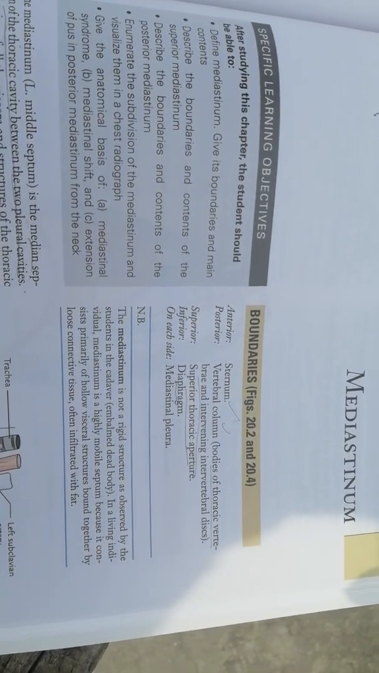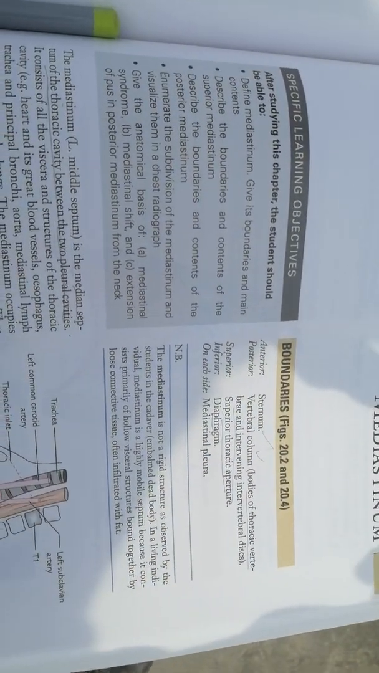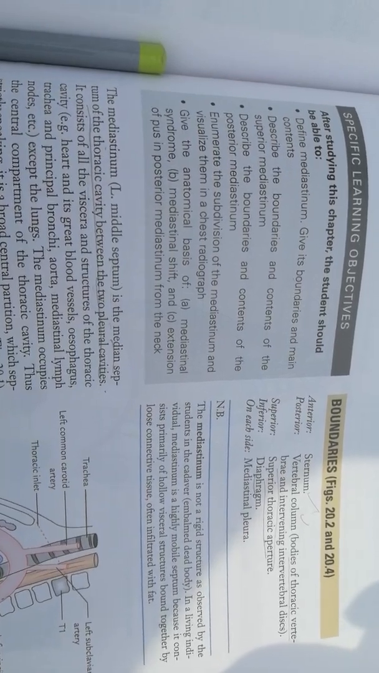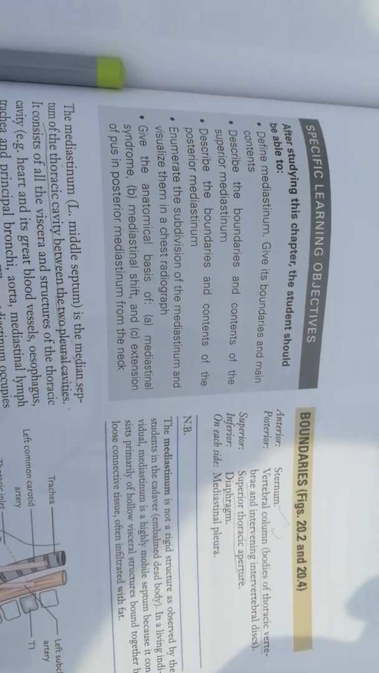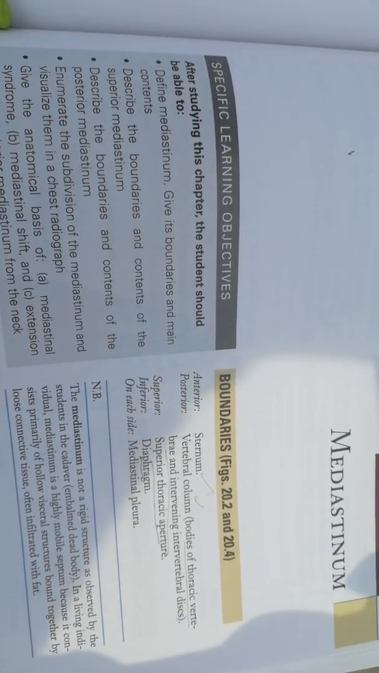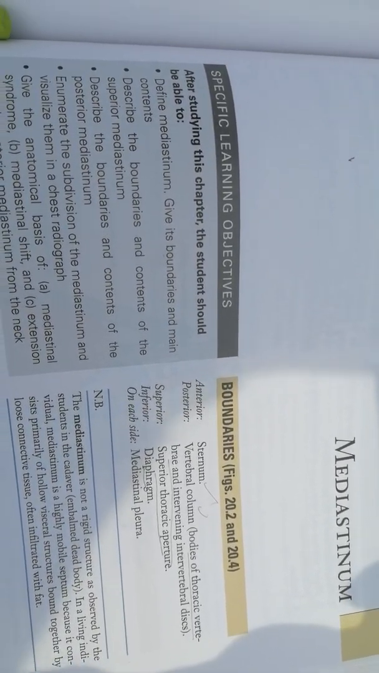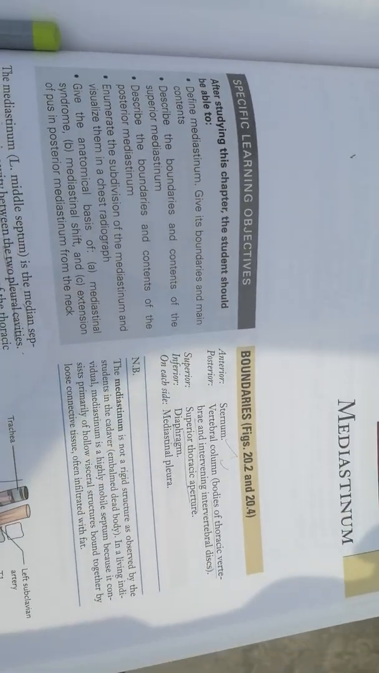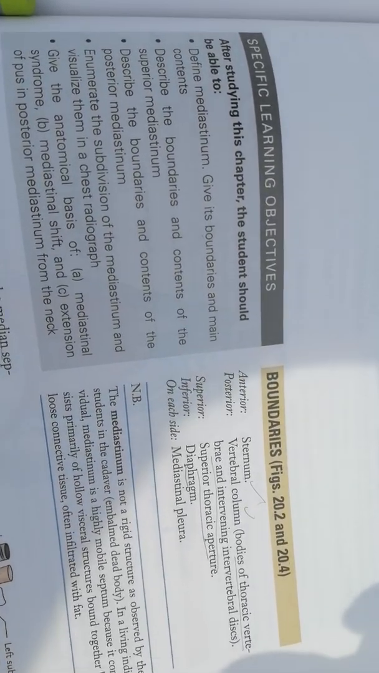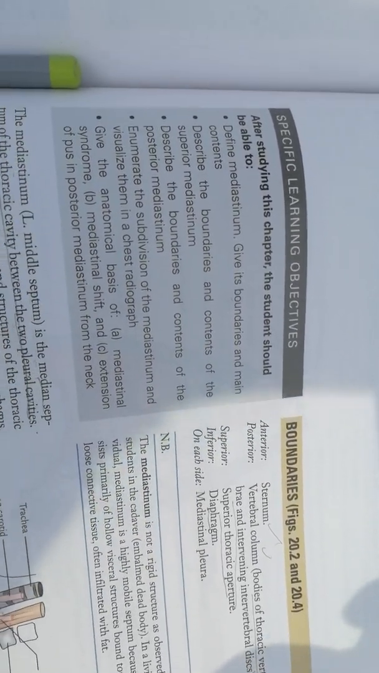Okay, today I'm going to talk about the mediastinum. First of all, before going into the lesions, we have to know what the mediastinum is. The mediastinum is the space between two lungs. You can say the mediastinum is the space in the thoracic cavity between two lungs.